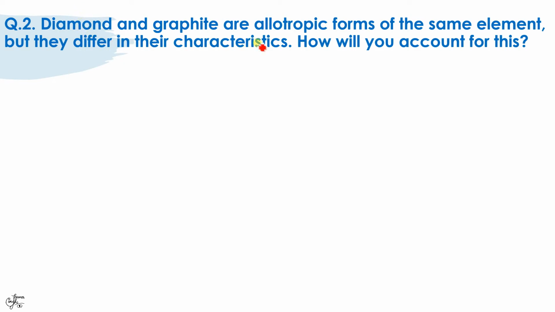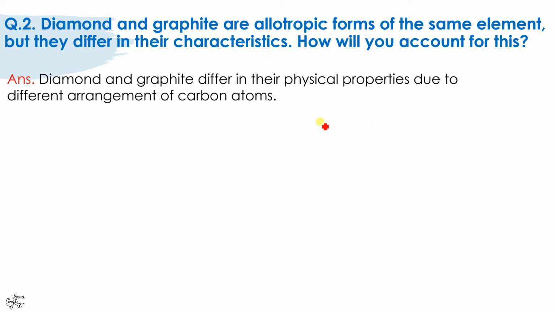These are all reasoning questions now. Diamond and graphite are allotropic forms of the same element carbon, right? But they differ in their characteristic. How will you account for this? I did this question just now. They differ in their characteristics because the arrangement of carbon atom is different.